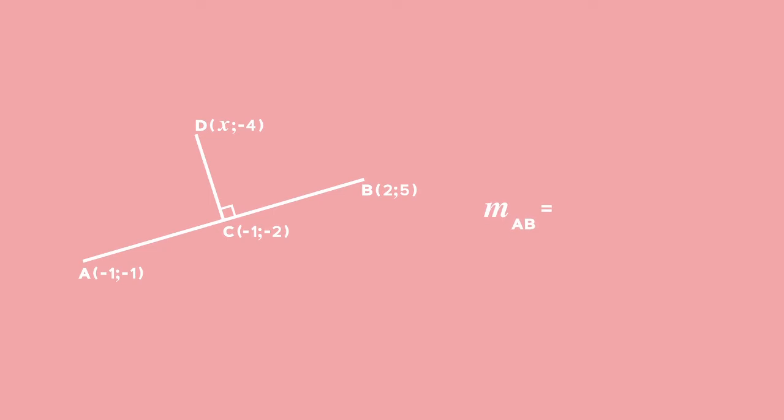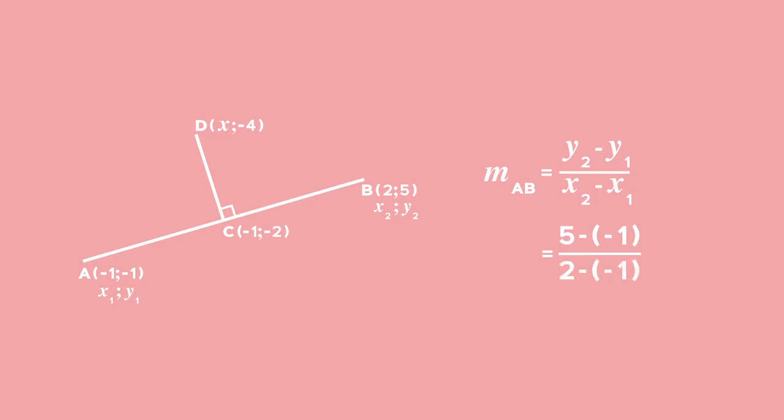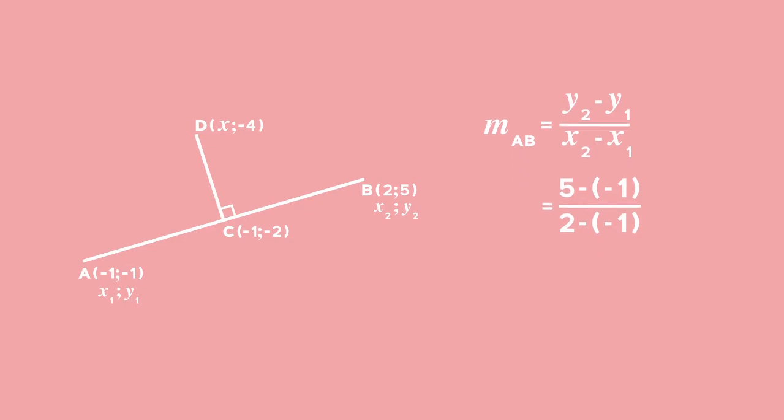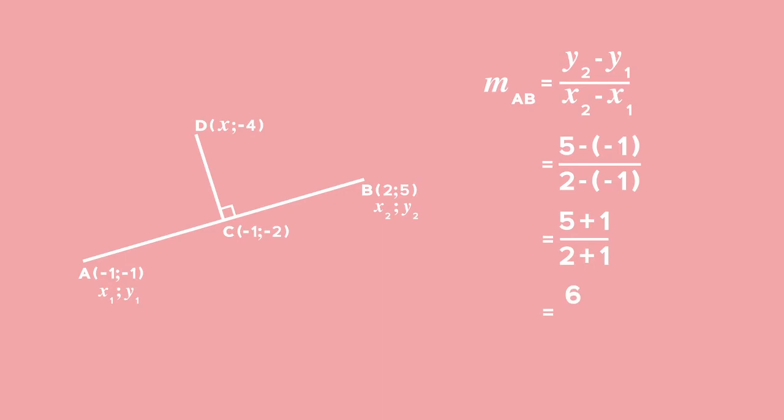The gradient of AB, which is the change in y divided by the change in x, is going to be, with A (x1, y1) and B (x2, y2), y2 minus y1, which is 5 minus minus 1, divided by x2 minus x1, which is 2 minus minus 1. Simplifying, a minus times minus is a plus. 5 plus 1 gives me 6 in the numerator, over 2 plus 1 gives me 3 in the denominator. Therefore, the gradient of AB equals 2.